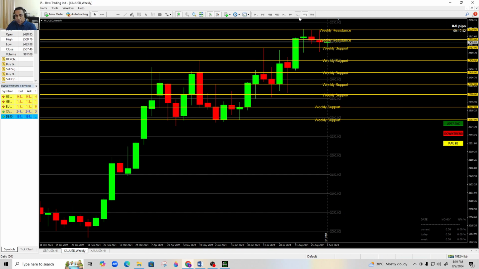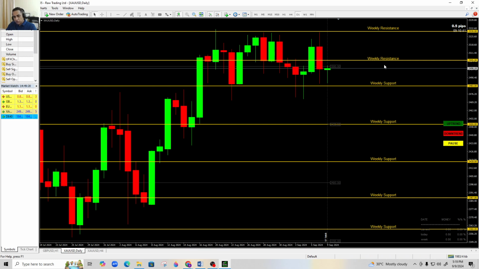Right, now let's go back to the daily time frame. So that's what the daily time frame looks like. You can see price bouncing off weekly support here, 2583, and then it bounced here at 2505, then it rejected here at 2530, and we closed last Friday, the candle closed below weekly resistance of 2505.